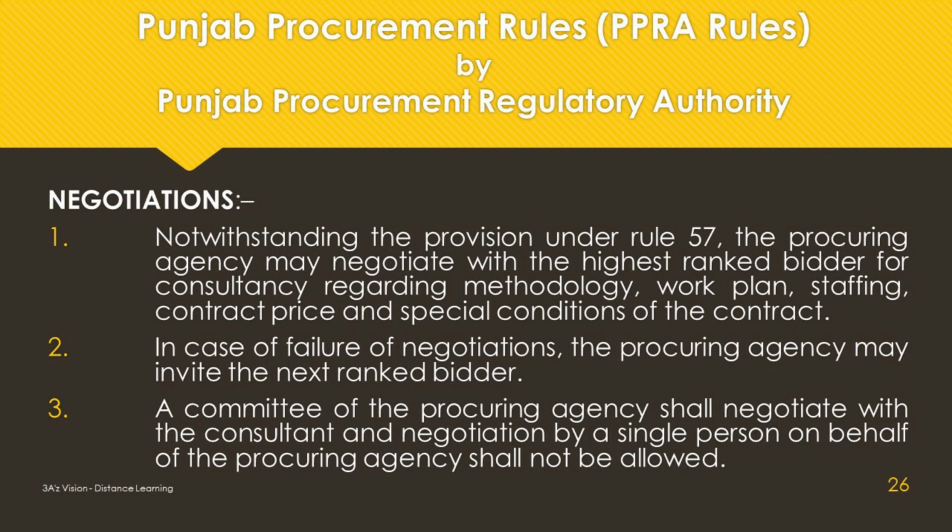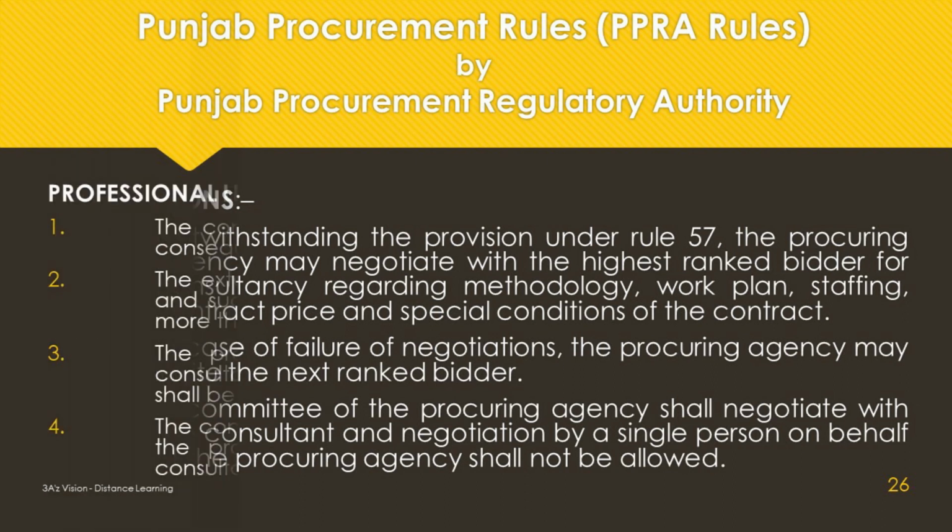Negotiations. The procuring agency may negotiate with the highest ranked bidder for consultancy regarding methodology, work plan, staffing, contract price and special conditions of the contract. In case of failure of negotiations, the procuring agency may invite the next ranked bidder. A committee of the procuring agency shall negotiate with the consultant, and negotiation by a single person on behalf of the procuring agency shall not be allowed.